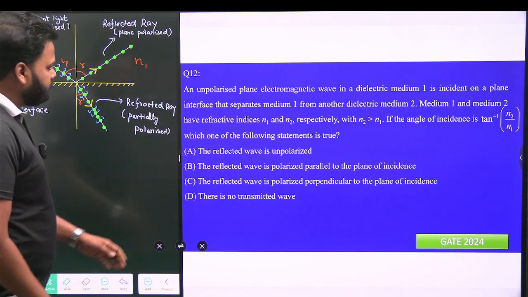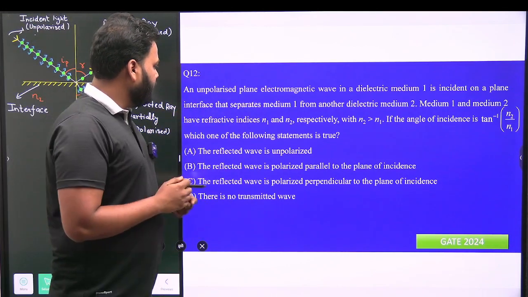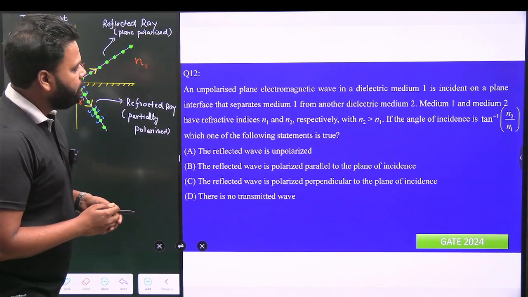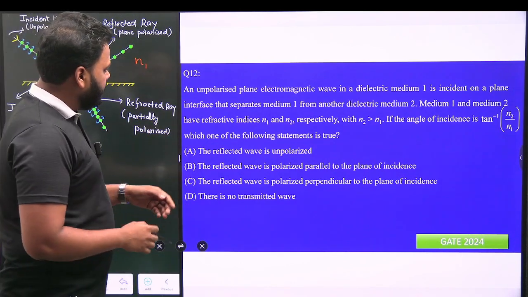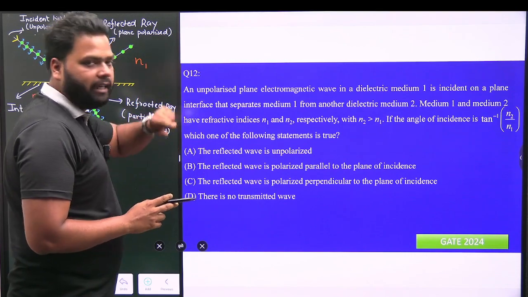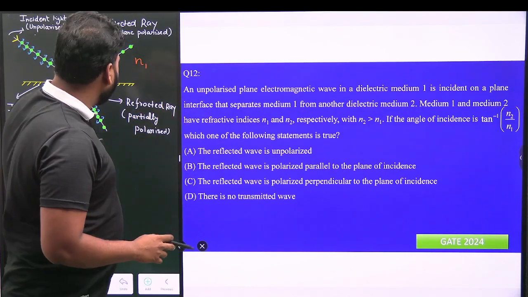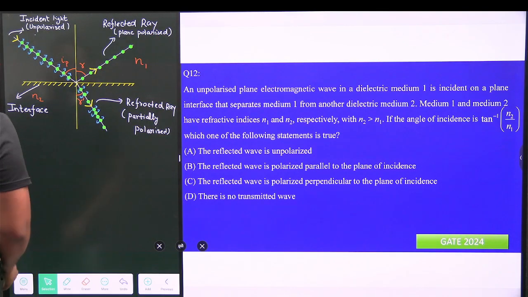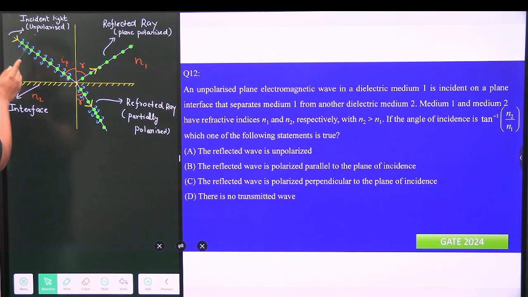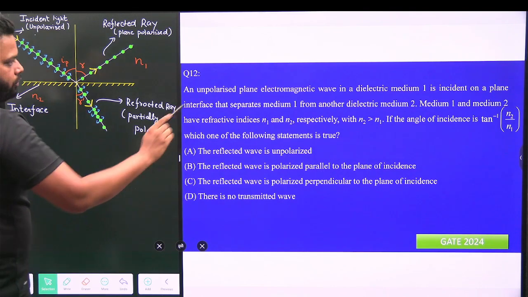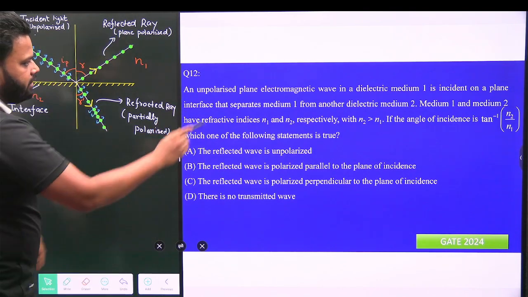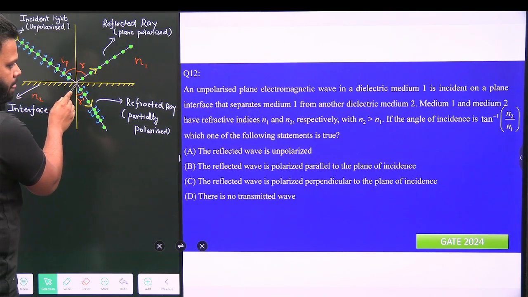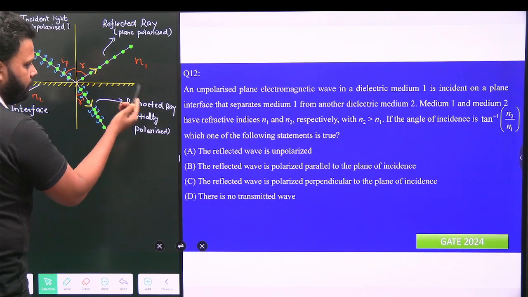In this question there is a statement: an unpolarized plane electromagnetic wave in a dielectric medium 1 is incident on a plane of interface that separates medium 1 and another dielectric medium 2. It is saying an unpolarized light ray, and I have made the diagram here as well, you can see. In the question it says there is an unpolarized light ray, which is in medium 1, and is incident on a plane of interface which separates the two media 1 and 2.